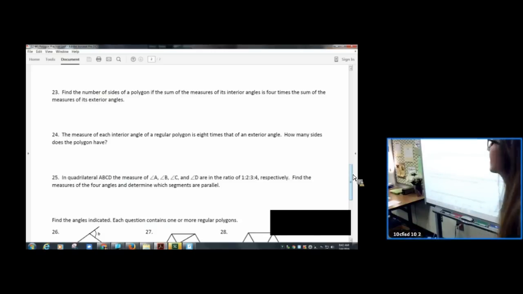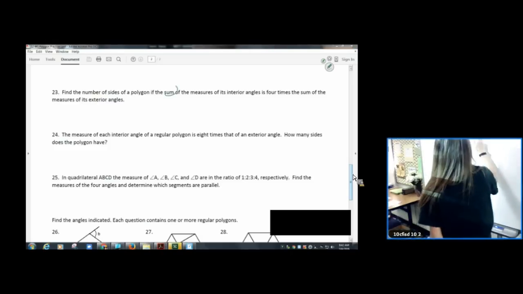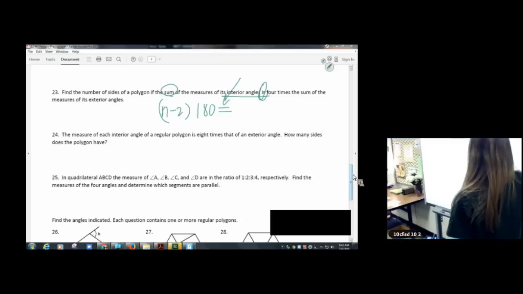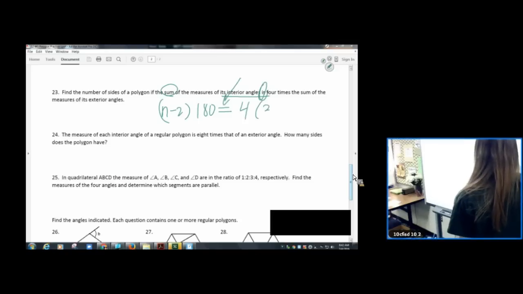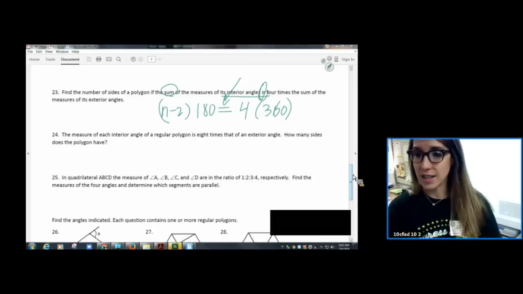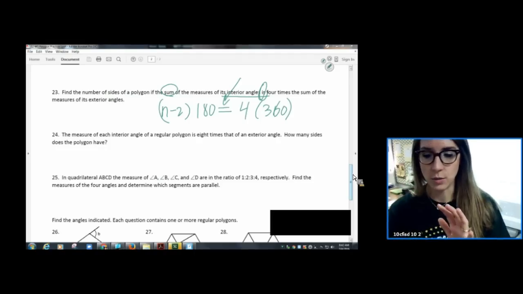23, this one is a lot like 22, so I'm going to work it much quicker than I did 22 because I've already explained it. Sum of the interior angles is 4 times the sum of the exterior angles. I'm only setting number 23 up. I'm not going to solve it. You would just clean it up, divide by 180, and add 2.